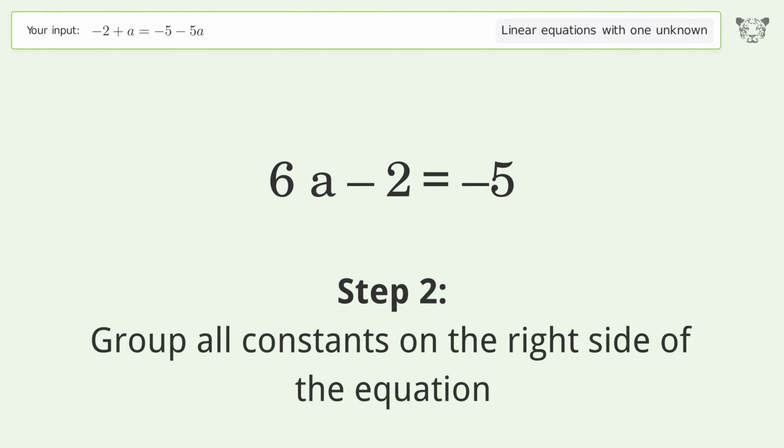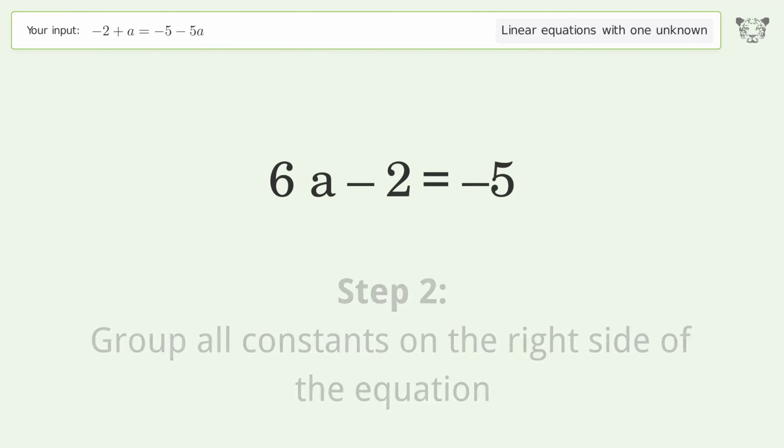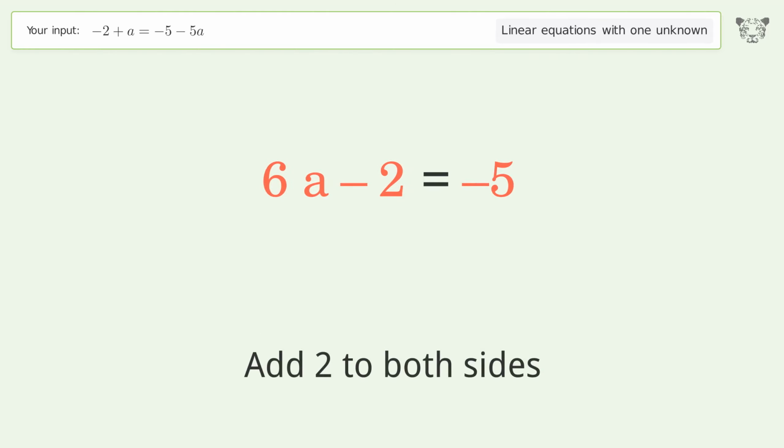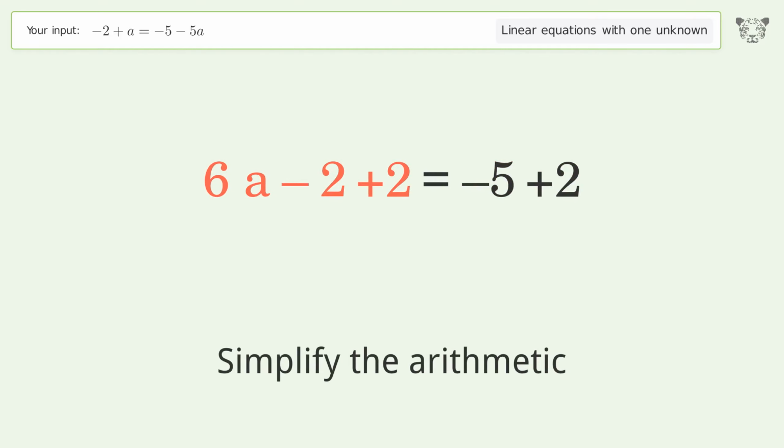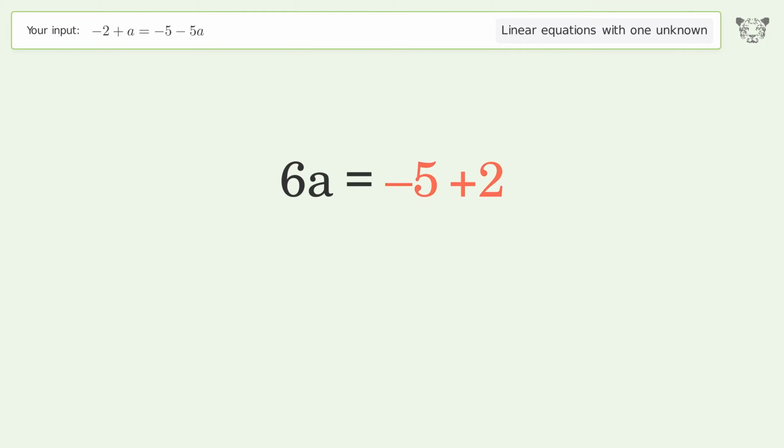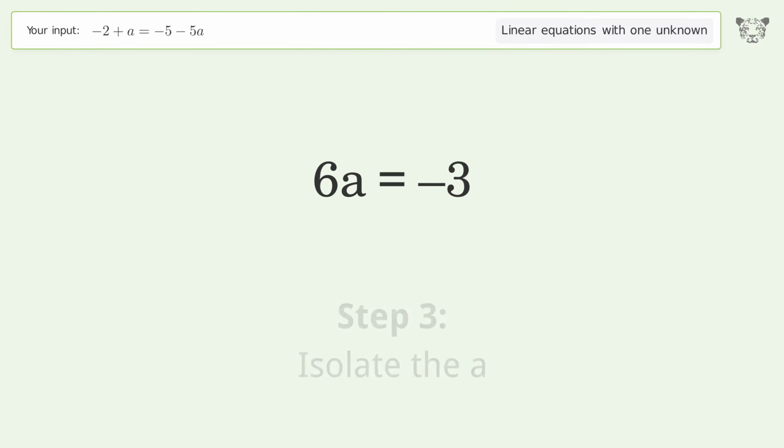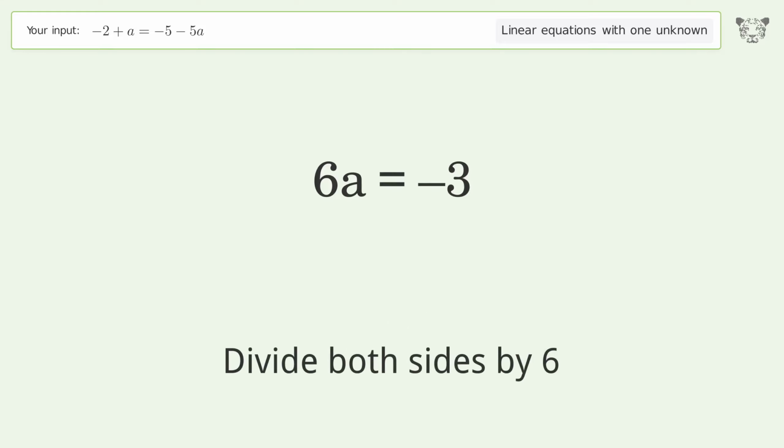Group all constants on the right side of the equation. Add 2 to both sides. Simplify the arithmetic. Isolate the a. Divide both sides by 6.